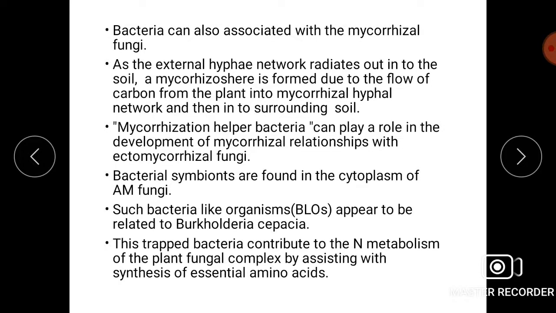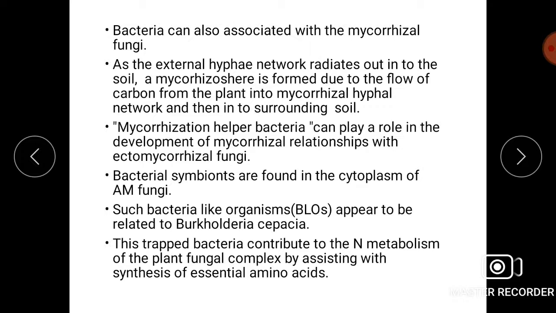Bacteria can also be associated with the mycorrhizal fungi. As the external hyphae network radiates out into the soil, a mycorrhizosphere is formed due to the flow of carbon from the plant into the mycorrhizal hyphal network and then into the surrounding soil. Mycorrhization helper bacteria can play a role in the development of mycorrhizal relationships with the ectomycorrhizal fungi.